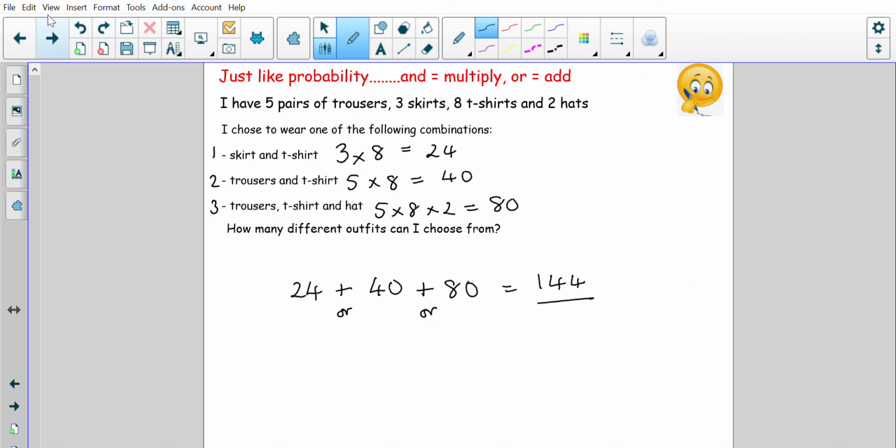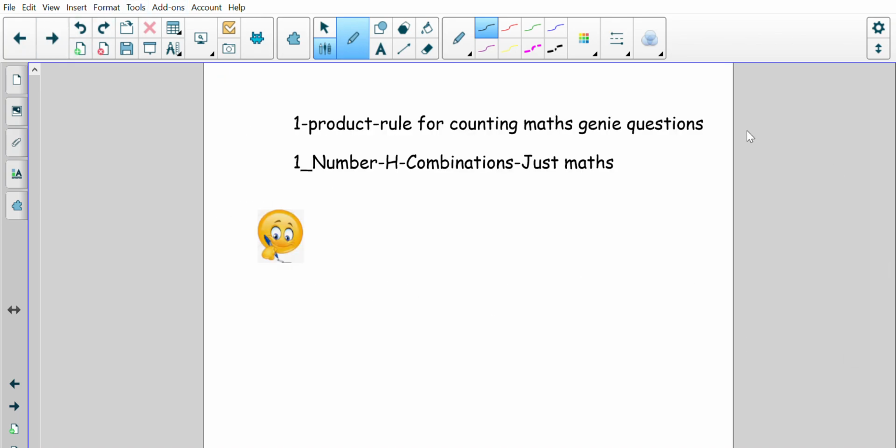Right, to have a practice at these, there are 2 different worksheets. I want you to start on the product rule for counting, the Maths Genie questions, and if you finish those and have time, you can move on to the Just Maths number combinations, that H stands for higher questions.